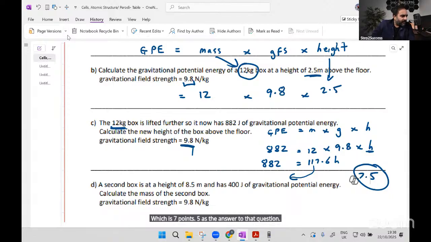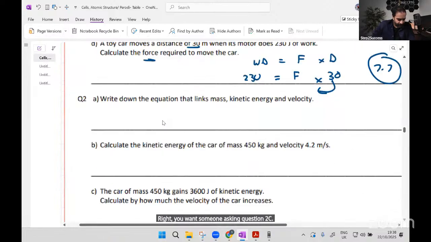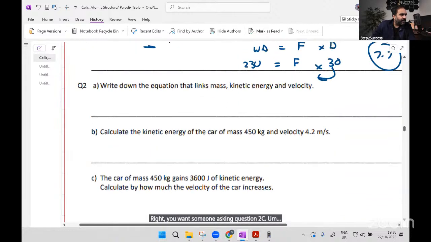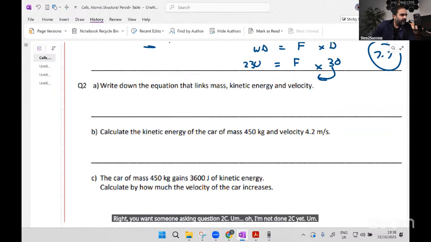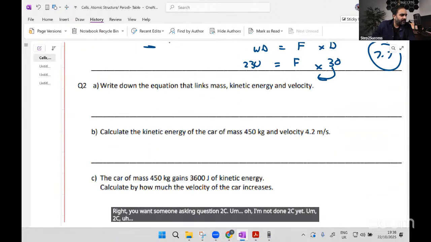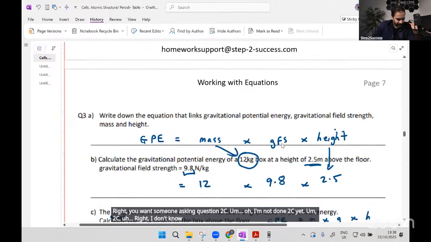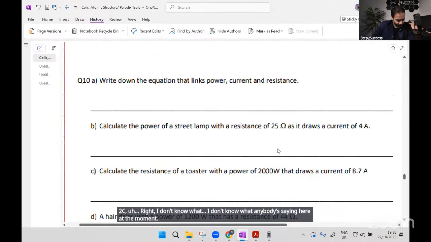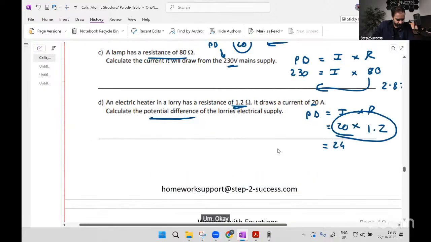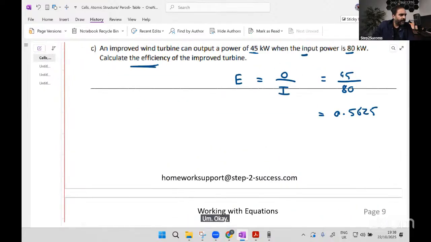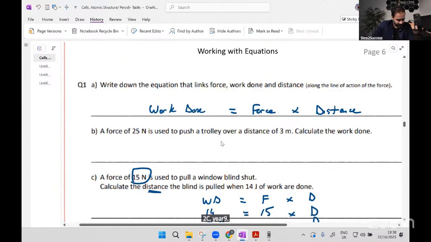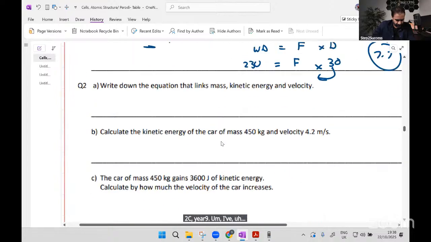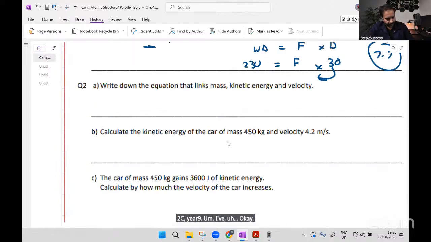Right, what was someone asking? Question 2C. Oh, I'm not done 2C yet. Right, I don't know what anybody's saying here at the moment. 2C, year 9. Okay, right, I'll do 2C directly.